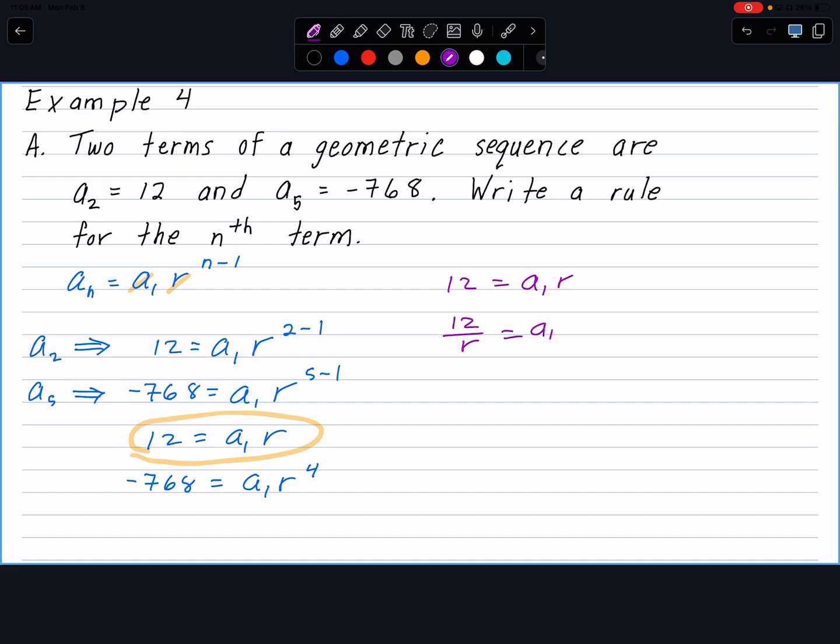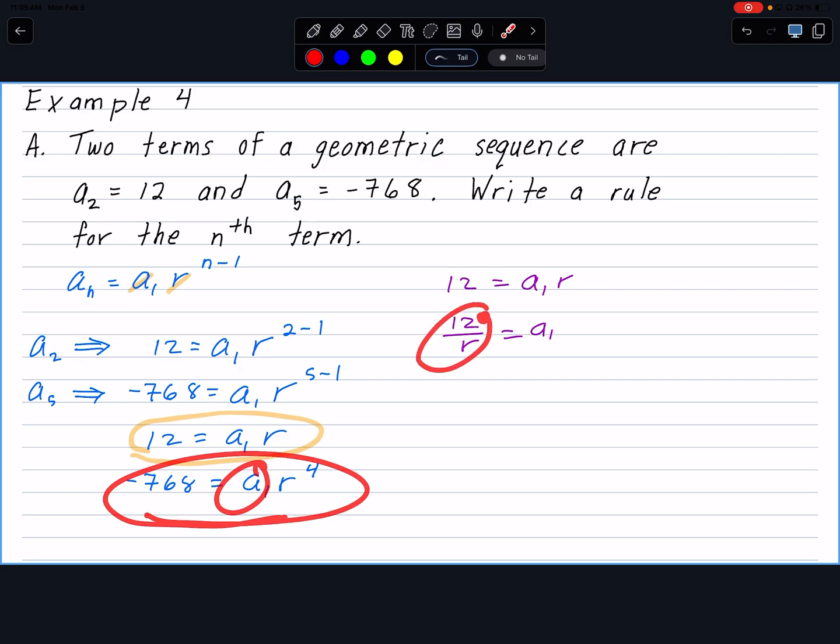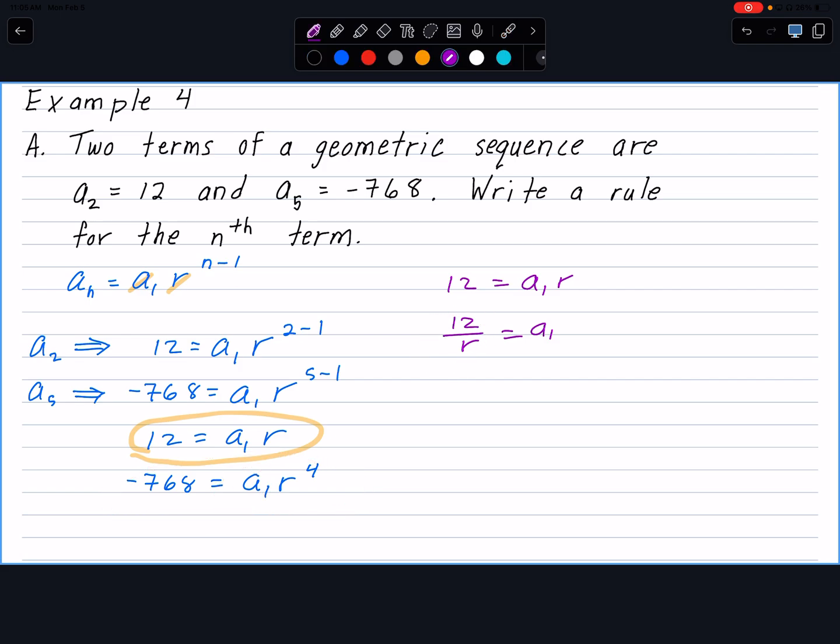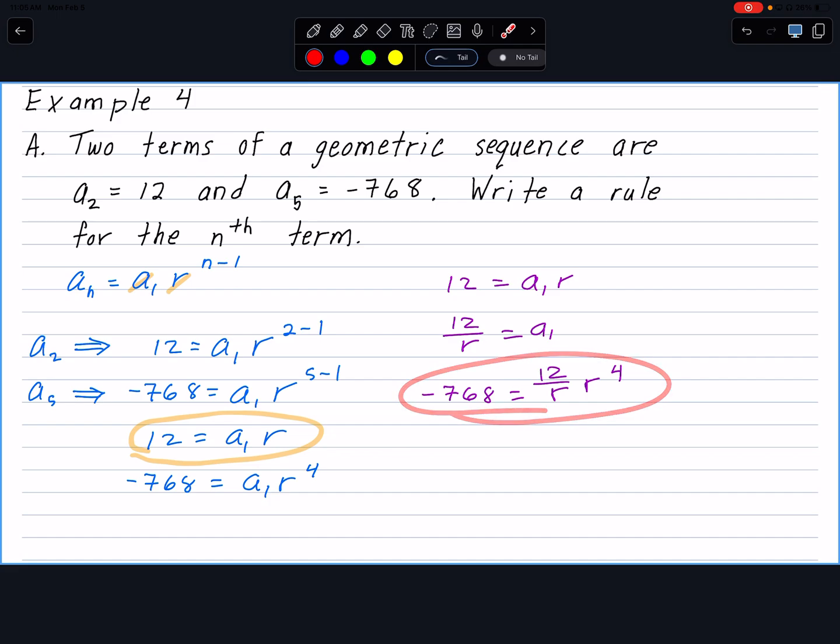Next, because I'm using substitution, I'm going to take this equation right here, and I'm going to replace a_1 with the value I just found. So I get negative 768 equals a_1, which I just rewrote in terms of r. So that's 12 over r times r to the 4th. I'm going to pause here for just a second. Are there any questions in terms of how I got that?